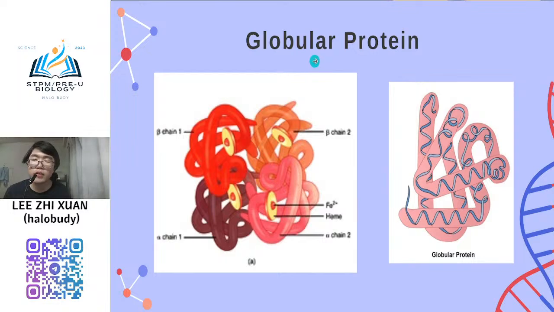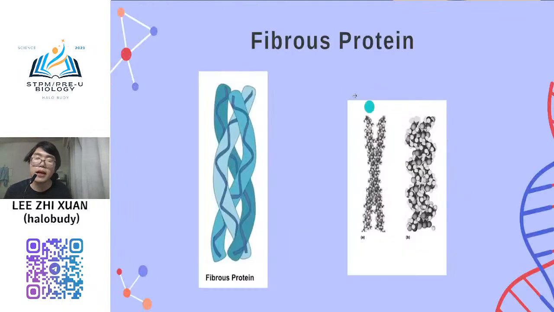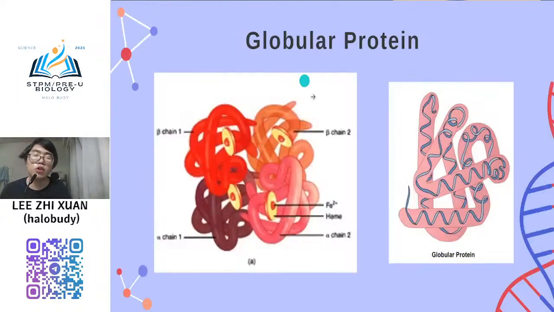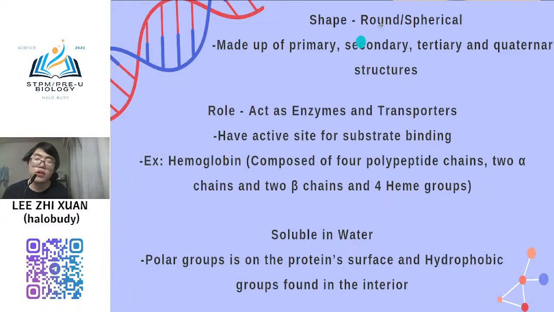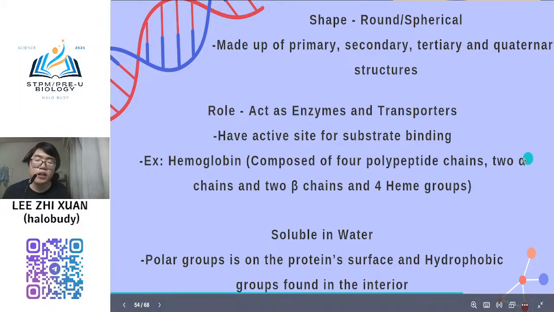Another different classification is globular protein and also fibrous protein. So you can see that globular protein normally has a very circular shape, a 3D shape, spherical, round structure. So normally it is made up of any type of protein. The structure of the protein amino acid can be formed like that. So normally this one is the explanation.